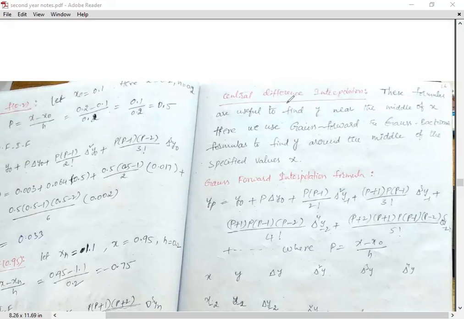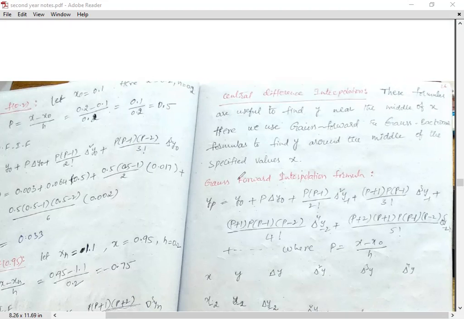Hello everyone, I'm Rama. In this lecture, I'm going to give the formulas of Gauss forward and backward interpolation formulas, and we do some problems related to this. These formulas are very useful to find y or interpolate y near the middle of the table so that we can get more accurate values.